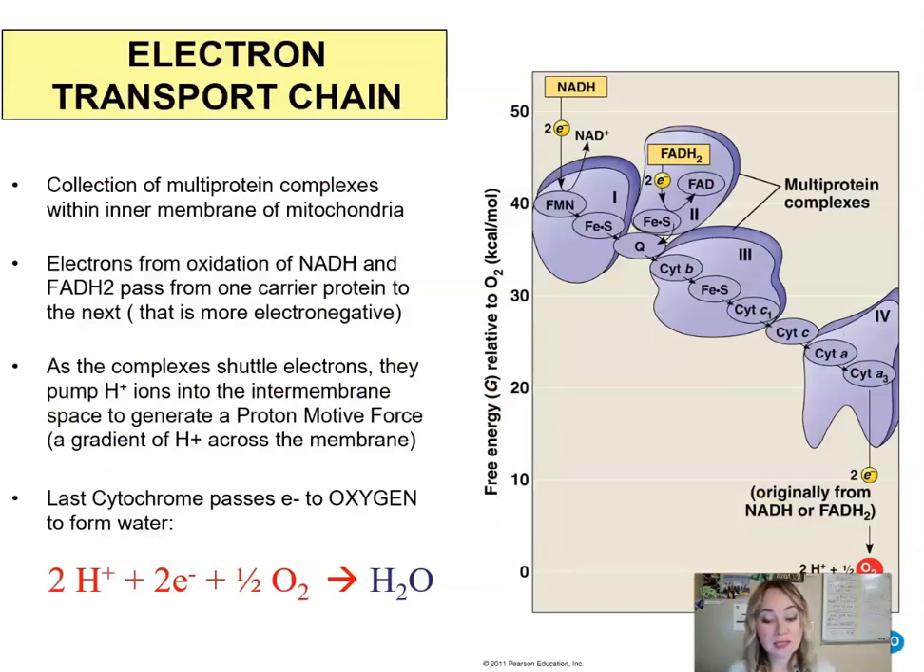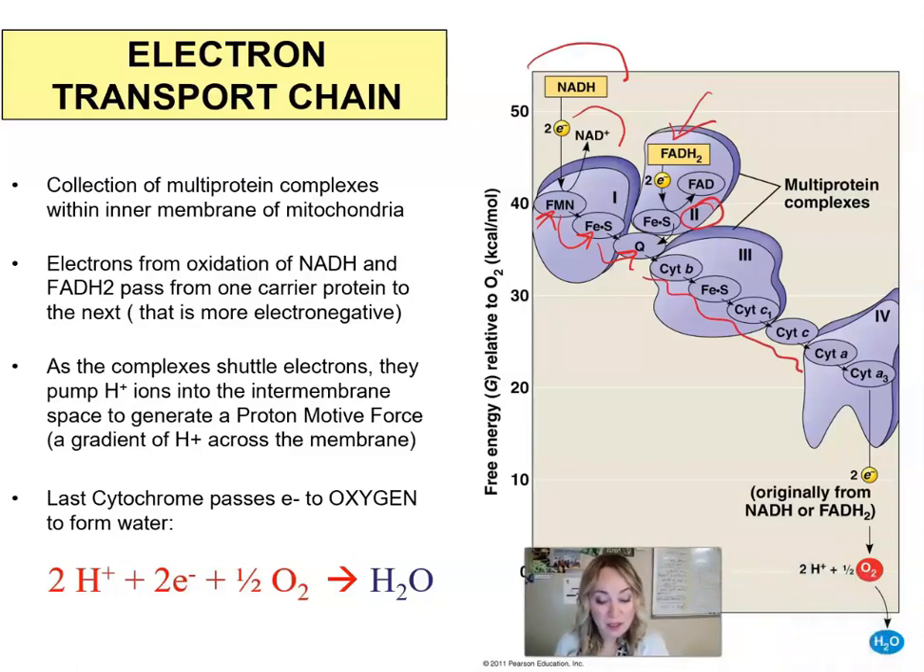So notice NADH will be oxidized, will give up 2 electrons to that first compound here, and then it becomes NAD+, so that means it's the oxidized version of it. And then this compound will send electrons to the next one, and then to the next one, and then finally notice here FADH2 will donate its electrons to the second complex. And this electron journey continues through all the cytochrome complexes until the very end.